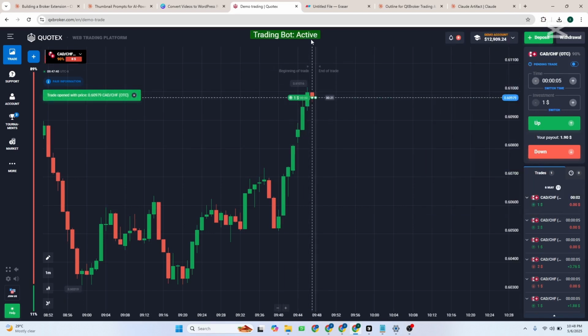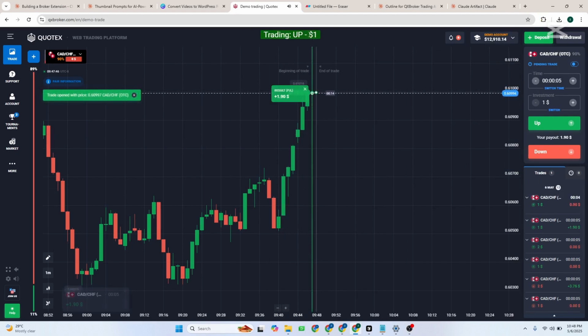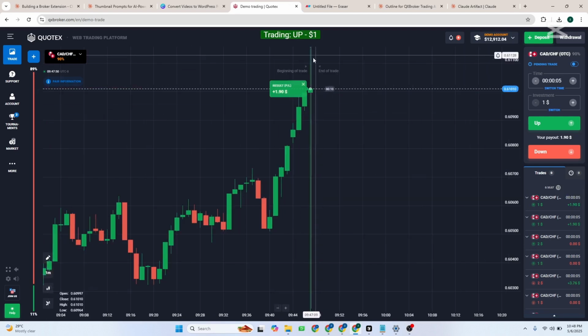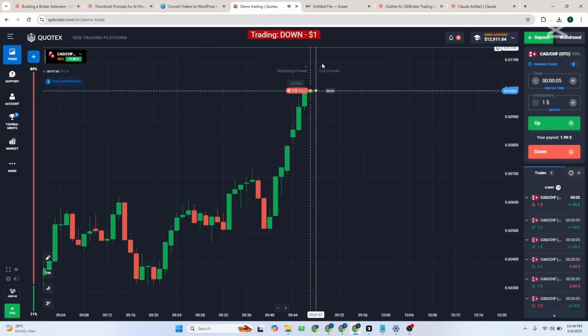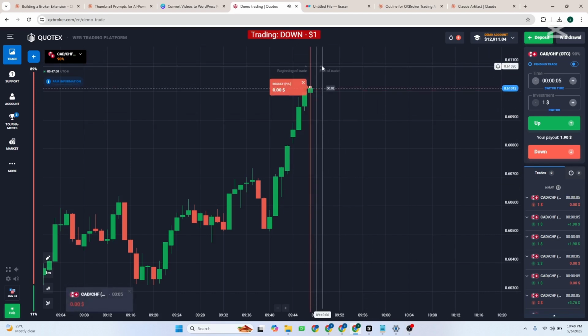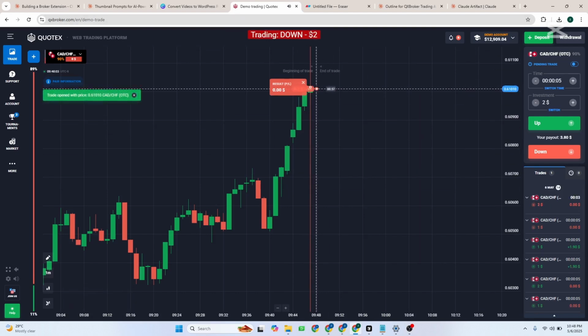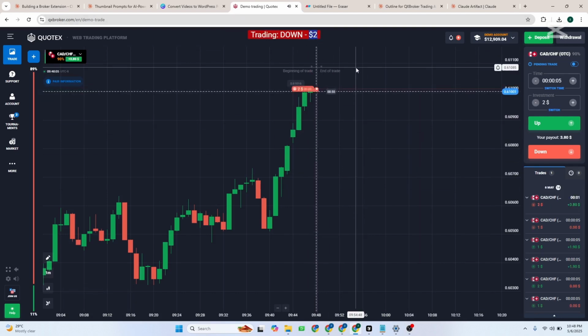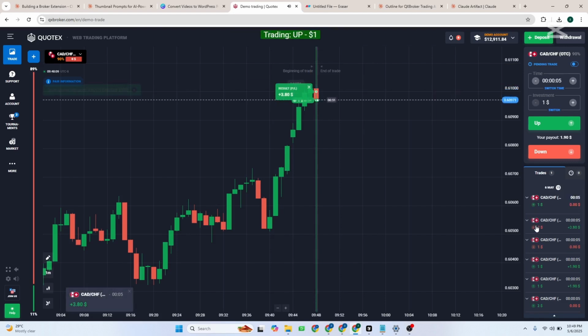When I click on the start trading button here, you will see how it works. The trading bot is active and invests $1 here. You can see it wins. Now it will invest $1 again. Let's wait for it. It wins again, so it will invest $1 again. Now it will be down. This time it lost, so it will start again, but with $2, double the original investment. You can see the flow here.